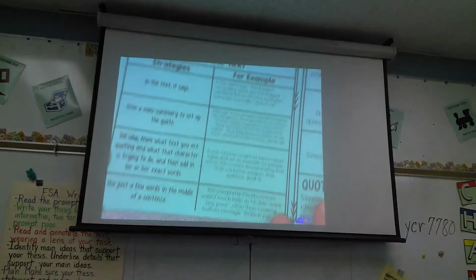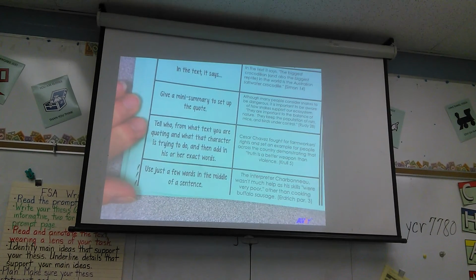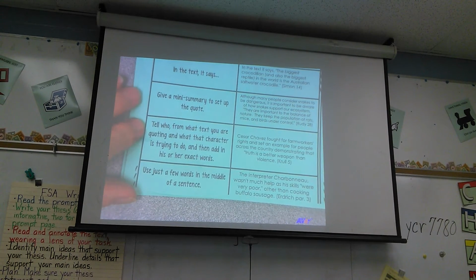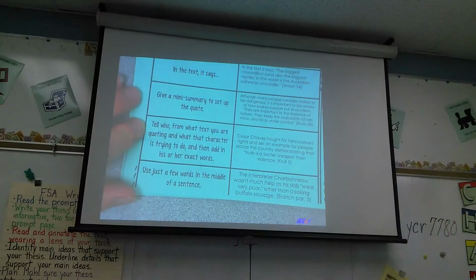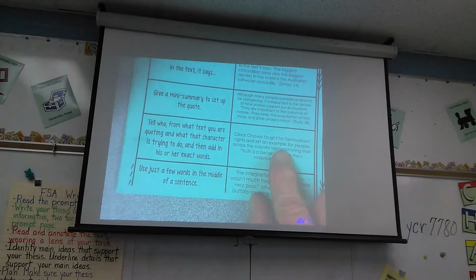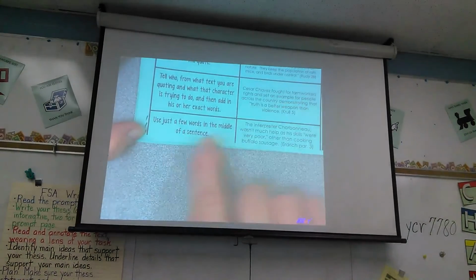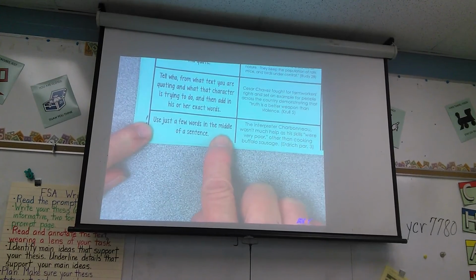Okay, another way, it says to tell who, from what text you are quoting, and what that character is trying to do, and then add it in their own words. Okay, we're going to skip that one just because we don't have that situation yet. We'll come back to it if we do. It says use just a few words in the middle of a sentence.